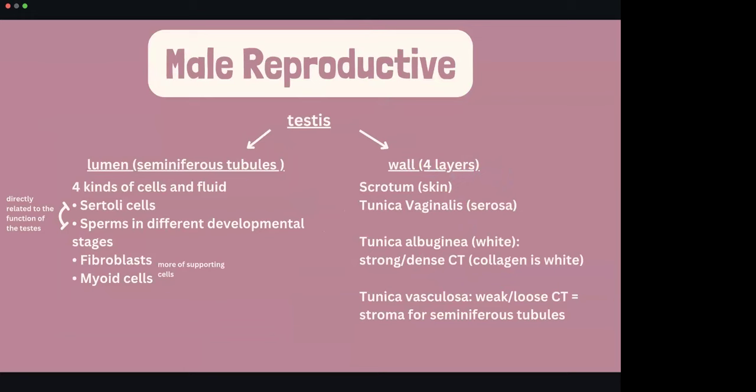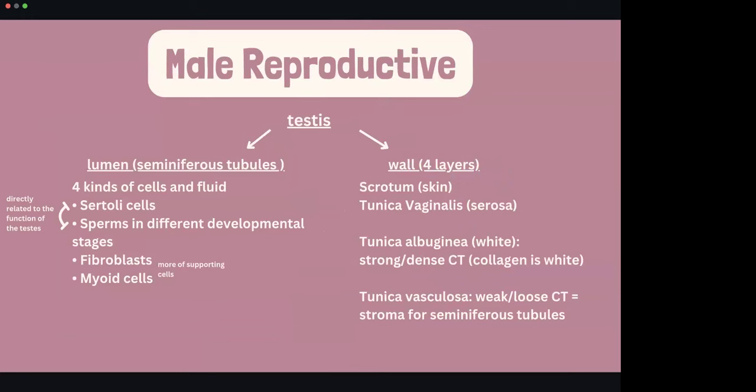This tunica albuginea is the next layer, which is this part, and it also has a thickened portion called the mediastinum, this circled one here. The mediastinum is located on the posterior portion of the testes, and it acts as a conduit for the entry and exit of blood vessels, lymphatics, nerves, and ducts traveling with sperms.